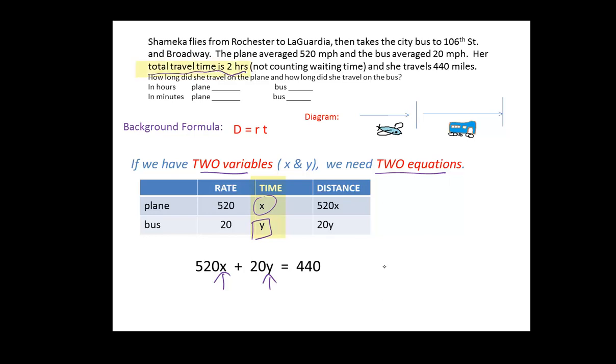And that gives us another equation. Can you see what this is? x plus y equals 2. And that's very nice because I have two equations and two unknowns.